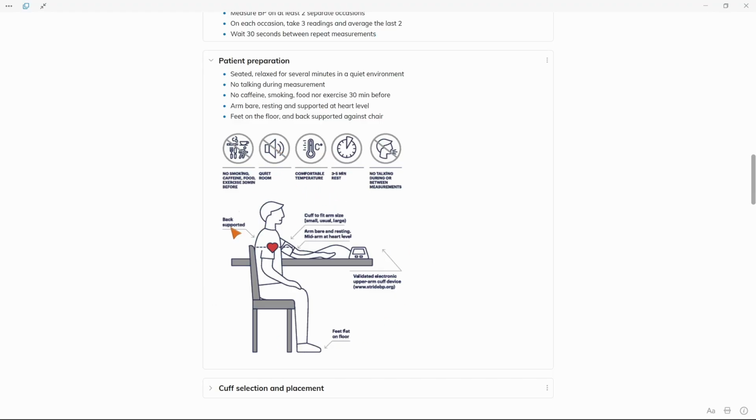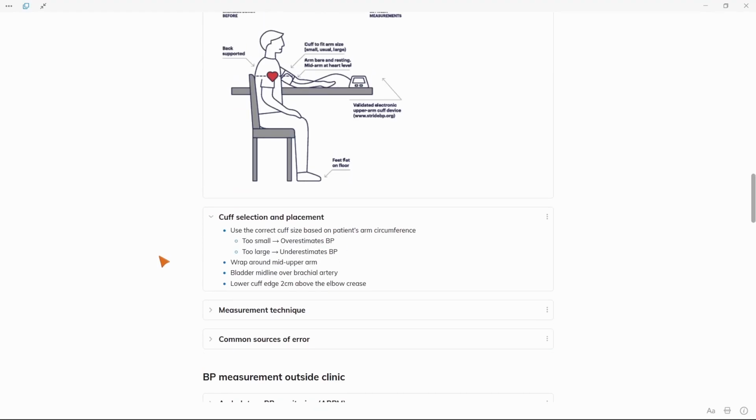So this image is a very good diagram. So no smoking, caffeine, food, exercise 30 minutes before, quiet room, comfortable temperature, resting for 3 to 5 minutes beforehand, no talking during or between measurements. Cuff that is appropriate size, which we'll cover later, back supported, feet on the floor, arm on the same level as the heart. Next is the cuff selection.